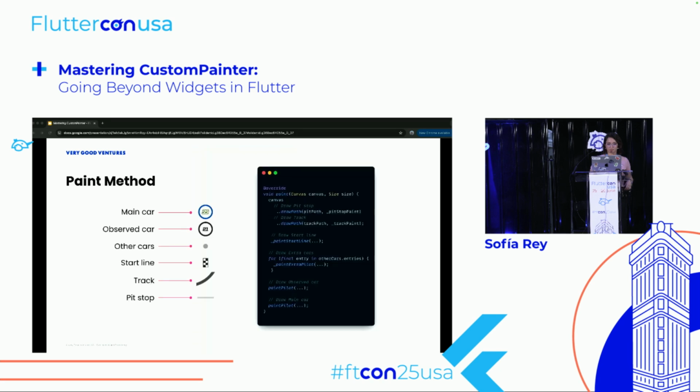So let's get into the paint method. We know that as we want to have the main car on top of everything, it will be the last thing we have to paint. And if we want the pit stop to be in the background, at the bottom of everything, then it will be the first thing we have to paint. We won't have time today to go through all of these methods, but I just wanted to show you the paint car method, as I believe it's the one that showcases the powerful features this Path from Flutter has.